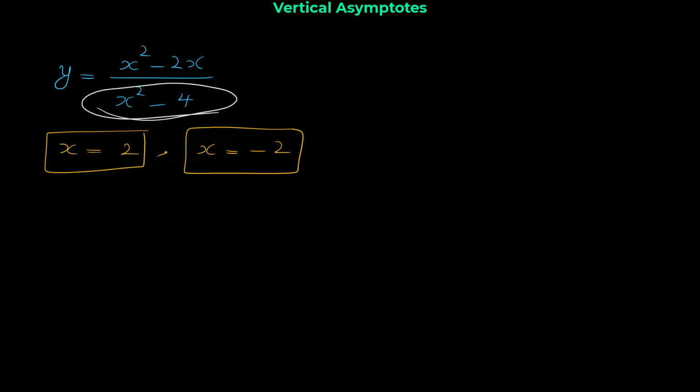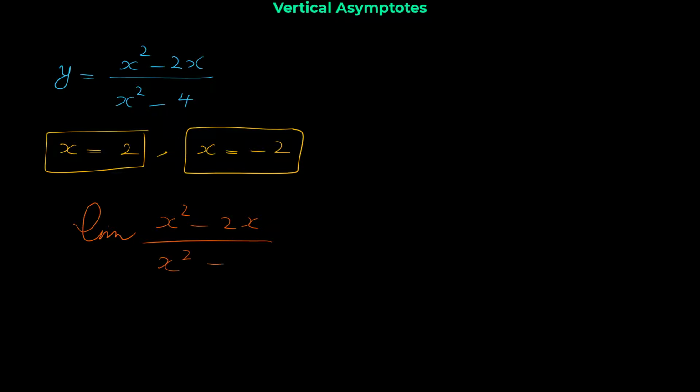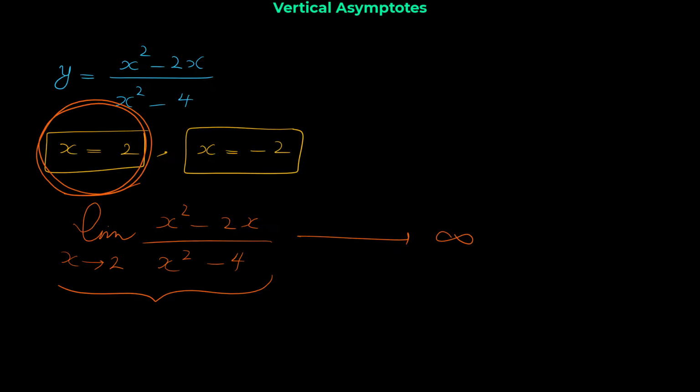Simply set the denominator equal 0. We got these numbers, but we don't know which one is the vertical asymptote and which one is not. The mathematical method to prove that a line is the vertical asymptote is that you have to find the limit of the function. So we have to find the limit of x squared minus 2x over x squared minus 4 as x approaches 2, and another limit when x approaches -2. If this limit approaches infinity, this shows that this line is the vertical asymptote. But if it doesn't approach infinity, this line is not the vertical asymptote.